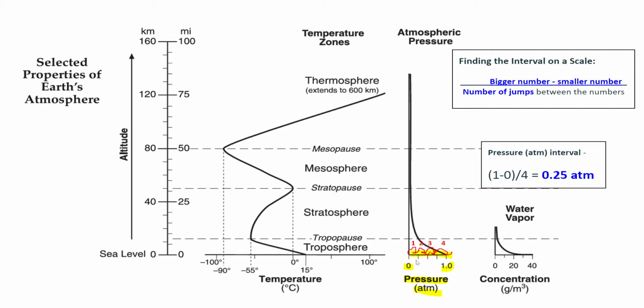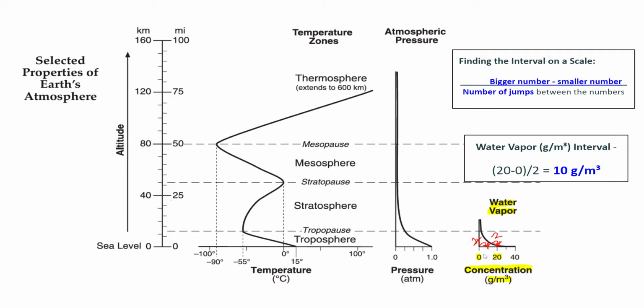Next, we can talk about pressure. If you want to figure out how much the increments are for pressure, once again, bigger number minus smaller number. In this case, I picked 1 minus 0 divided by the number of jumps, 1, 2, 3, 4, and that gives me 0.25. So this would be 0, 0.25, 0.5, 0.75, and 1 atmosphere. If I want to know the increments for the water vapor, same stuff. I'm going to pick two numbers, in this case 20 and 0. I'm going to do 20 minus 0 divided by 2 jumps between those two numbers, and that gives me 10 grams per meter cubed. That means each increment is 10. So this is 0, 10, 20, 30, 40, and so on.